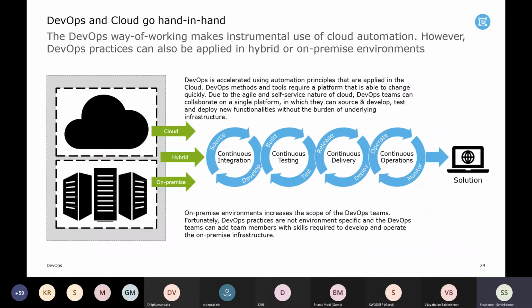Now the next one is DevOps and cloud go hand in hand. This is the DevOps way of working that makes instrumental use of cloud automations. It's not only for on-premises or cloud. It's just a framework where you can adopt, evolve, or improvise the way of goals. Now you know definitions, principles, and best practices, and based on that you are implementing these three into the operating system model: technology, process, and people.